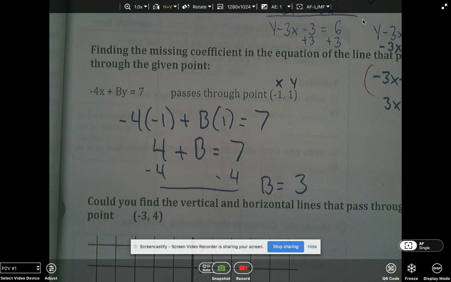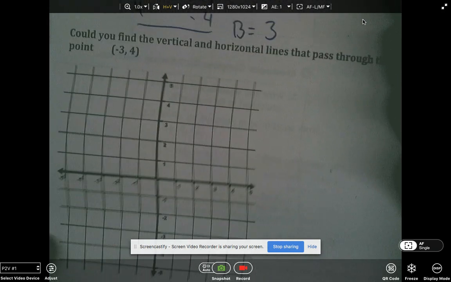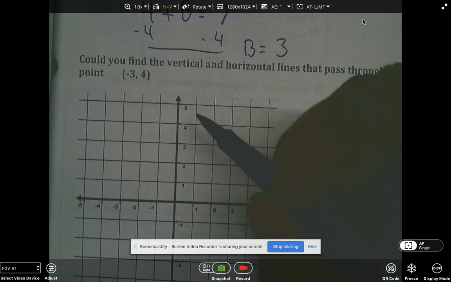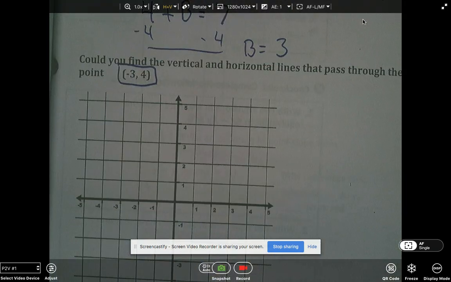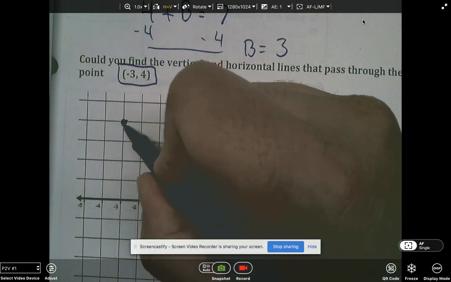And the last part of today's video reference, this is a question that comes up a lot in this unit. It's a little awkward to think about at first, but once you do the first one, it's pretty simple. So here's the point, -3, 4. Could someone use the laser and tell me what -3, 4 is? Yeah, it's right here. Okay.